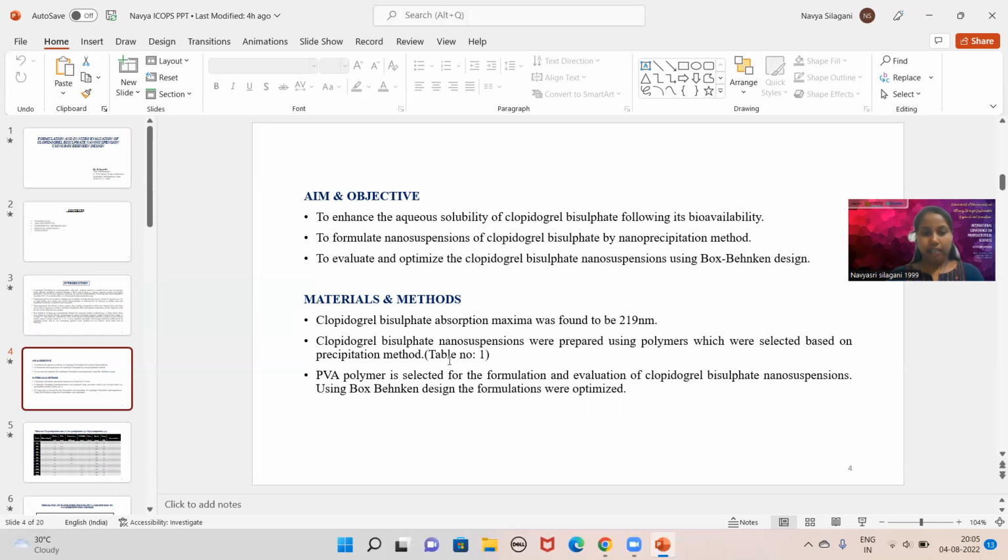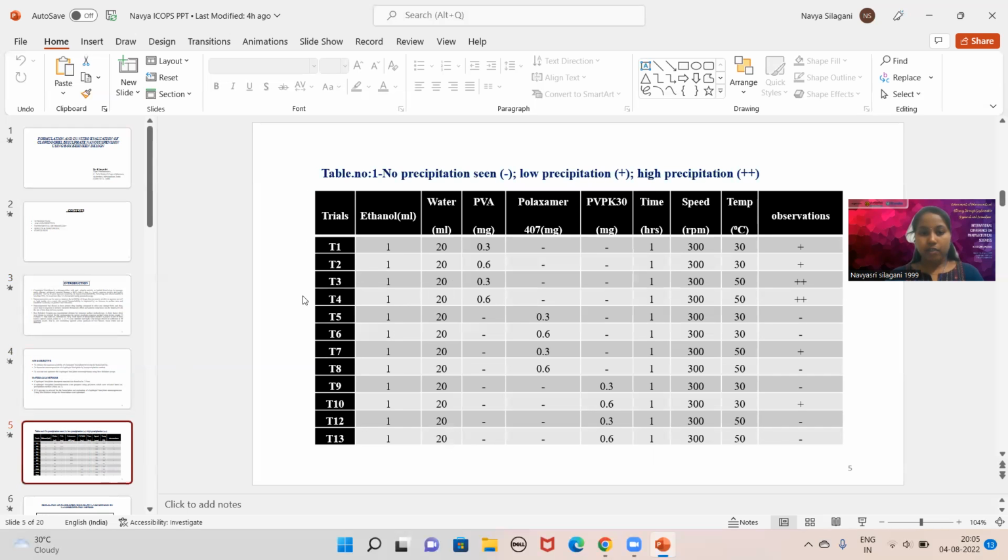And coming to the materials, this propyl bisulfate nanosuspension was prepared using polymers which were selected based on the precipitation method, and PVA polymer is selected for formulation and evaluation of propyl bisulfate nanosuspension using Box-Behnken design. And this is the table which shows how we have selected the polymer: with no precipitation it was shown as negative, with low precipitation it was plus, and with high precipitation it was plus plus.